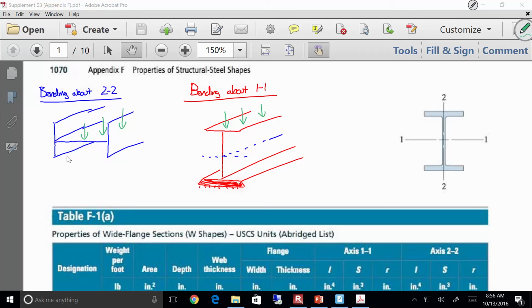And when possible, we don't like this to happen. We would prefer that beams be bent like this. But sometimes we can't avoid it.